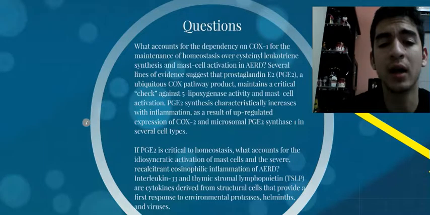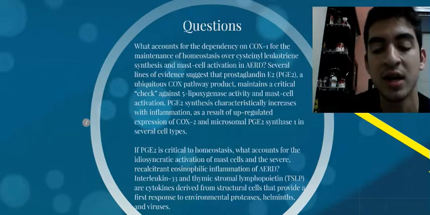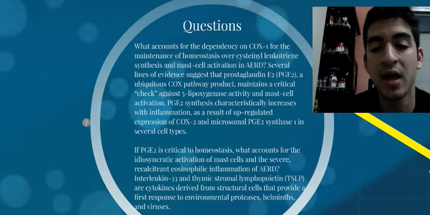Questions: What accounts for the dependence on COX-1 for the maintenance of homeostasis over cysteinyl leukotriene synthesis and mast cell activation in AERD? Several lines of evidence suggest that prostaglandin E2, a ubiquitous COX pathway product, maintains a critical check against 5-lipoxygenase activity and mast cell activation.